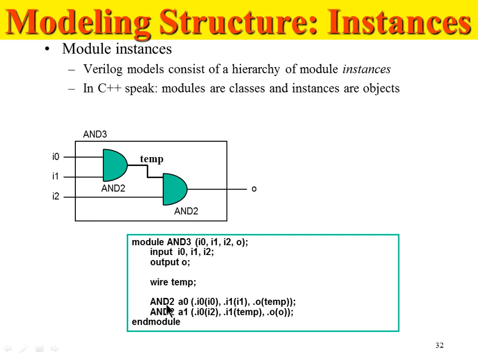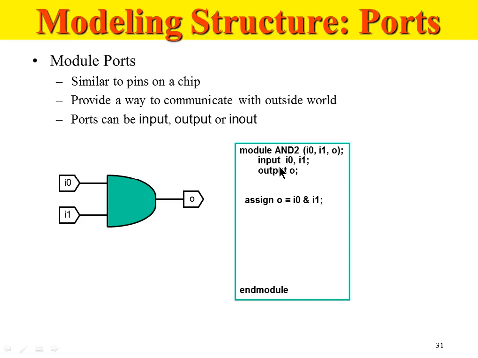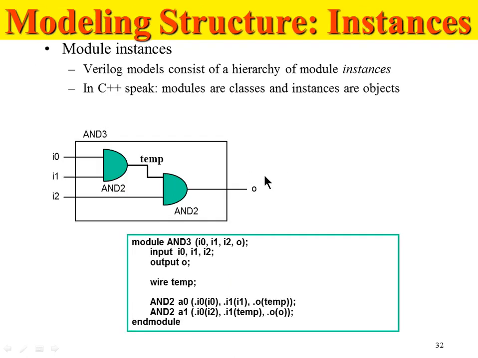This AND2 design module is separate as described here. This AND3 module is using the AND2 module twice, two instances of this module, and then creating a bigger module. This is how you create hierarchy in Verilog, or bigger designs. Is it clear? Do you have any questions?